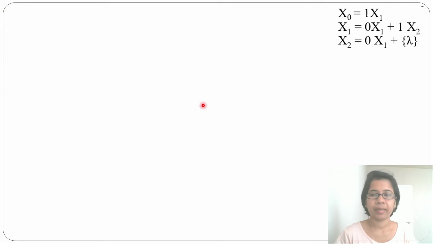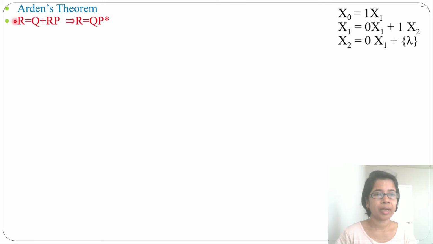Another method is Arden's lemma. So what is Arden's theorem? Arden's theorem is: if R equals Q plus RP, then R equals QP Kleene closure. Now just check, is this grammar in this format? No. Here R is on the left side, but here you will see x1 is on the right side, x2 on the right side. Here R is on the right side. So it is in this format: R equals Q plus PR, where R is on the left side and R is on the right side. It is a right linear grammar.